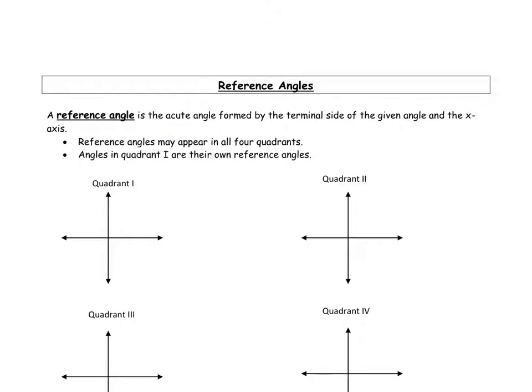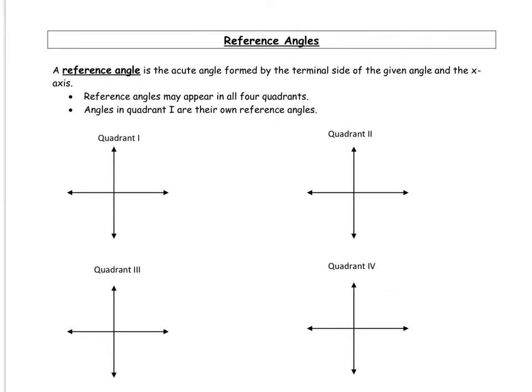Okay, now we are going to review reference angles. So what is a reference angle? A reference angle is the acute angle formed by the terminal side of a given angle and the x-axis. Reference angles may appear in all four quadrants, and angles in quadrant 1 are their own reference angles. So let's draw an example of an angle in quadrant 1, an angle in quadrant 2, an angle in quadrant 3, and an angle in quadrant 4.